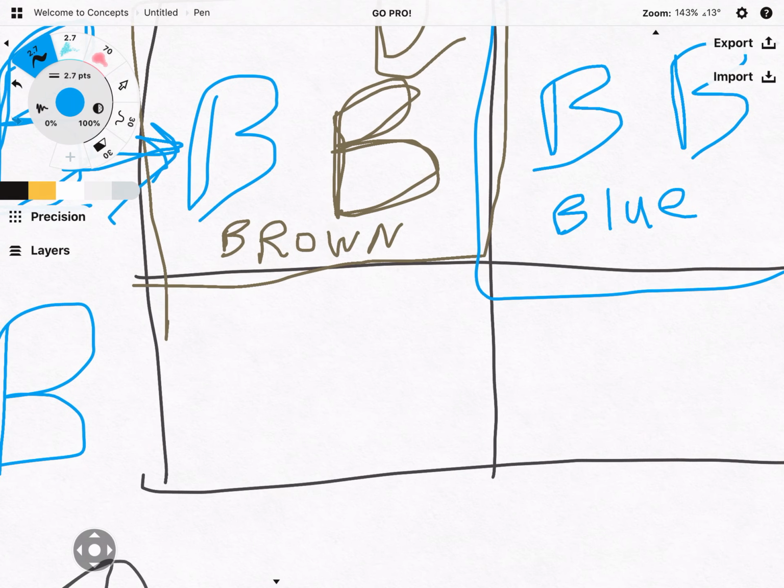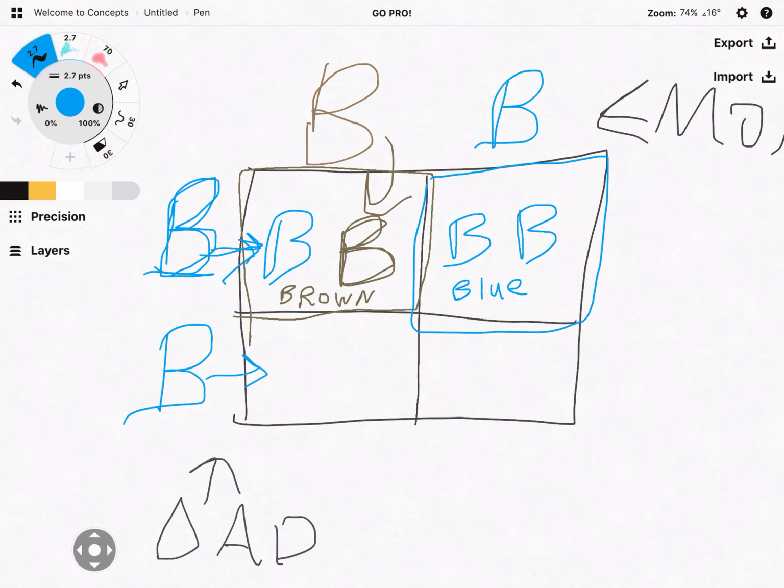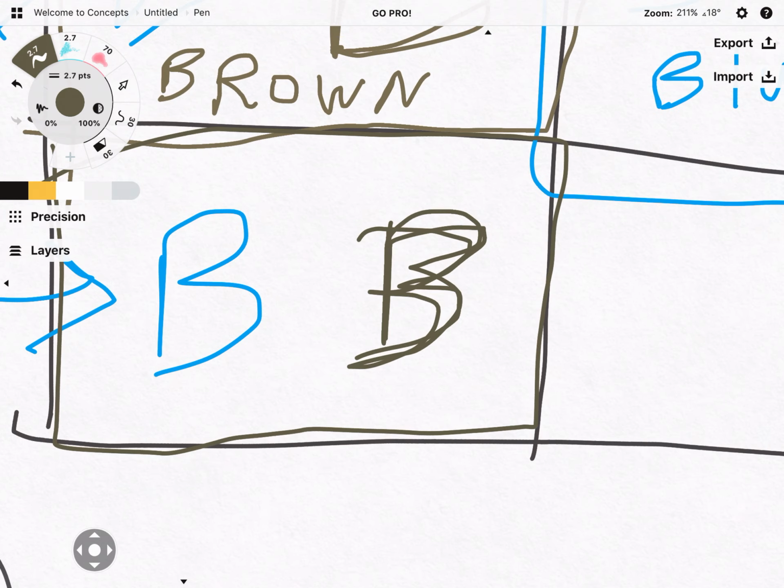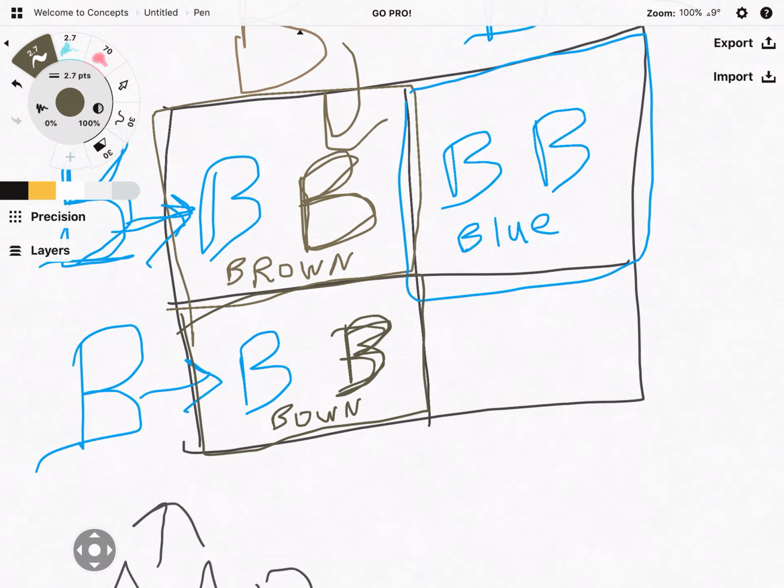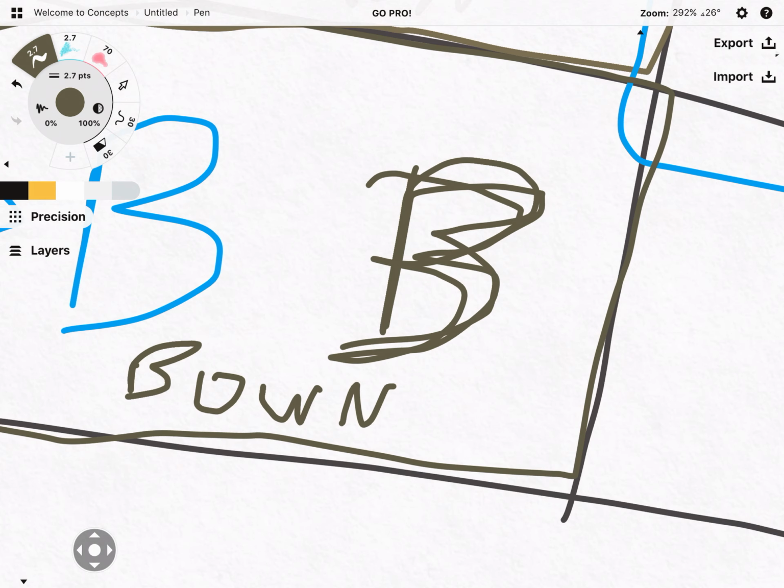Now, there's another possibility here. What if the dad gives his other blue and the mom gives her brown? Now, I want you to think, what would happen in this situation? What color eyes would the kid have? I'll give you a hint. Remember, the brown gene is stronger. So this would actually make the kid have brown eyes. Whoops, I spelled brown wrong. There's an R in there.